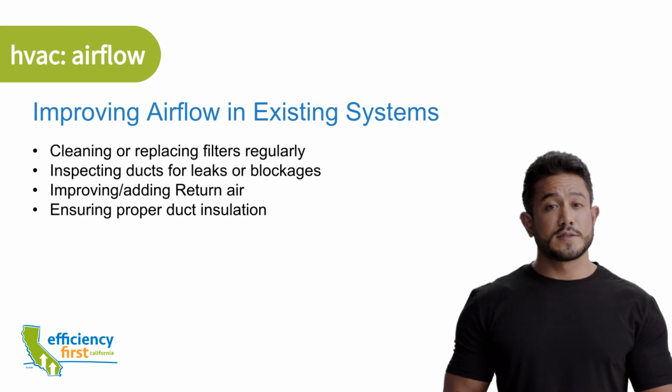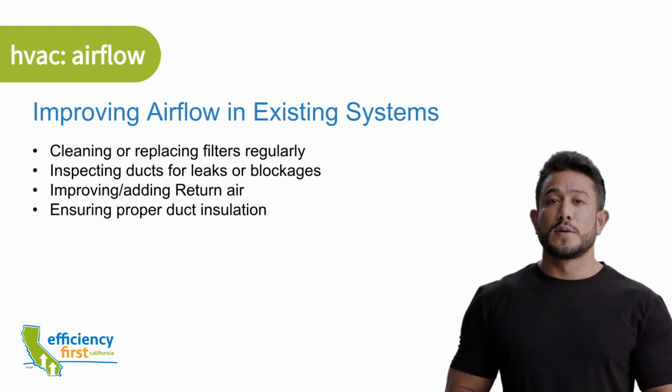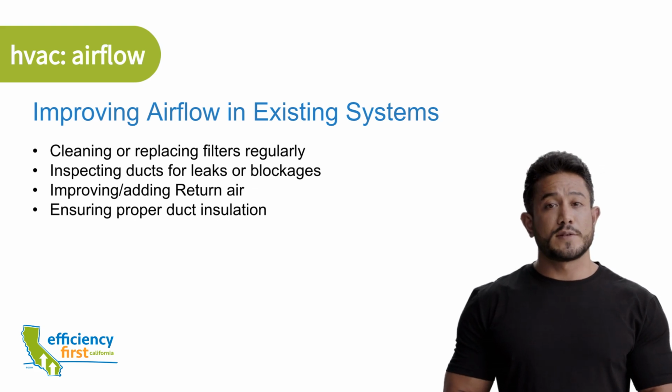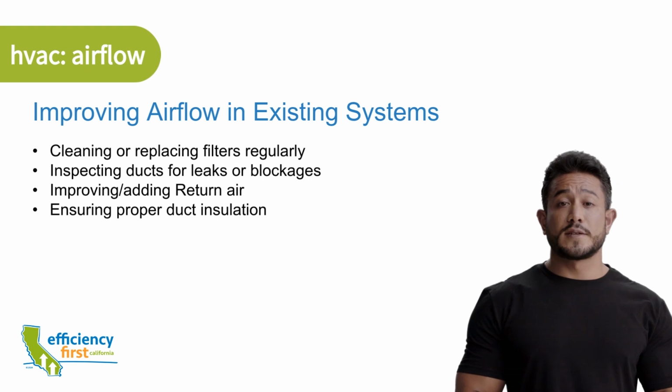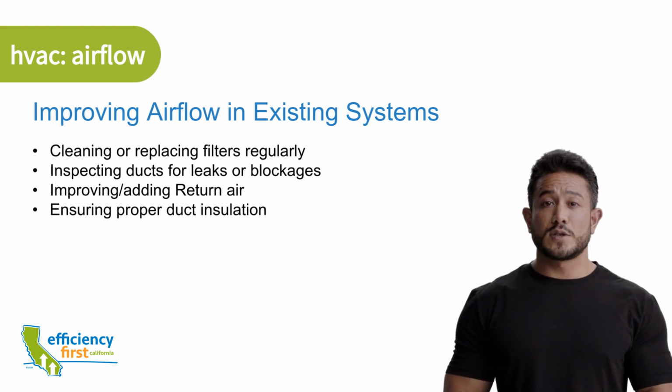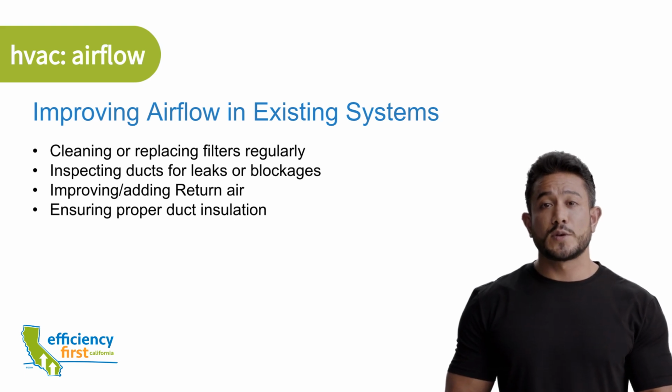In many cases, airflow can be improved in existing HVAC systems without major upgrades. One of the easiest solutions is to regularly inspect and replace filters as necessary. Filters can easily restrict airflow at the returns, which makes the equipment work harder and become less efficient. Ducts should also be inspected for leaks or blockages that could restrict airflow.